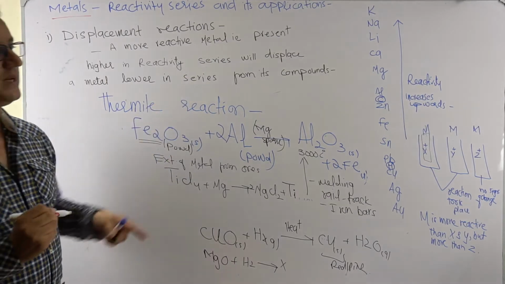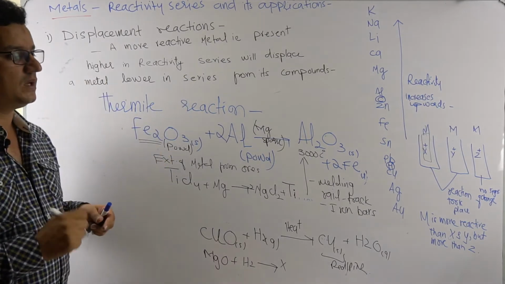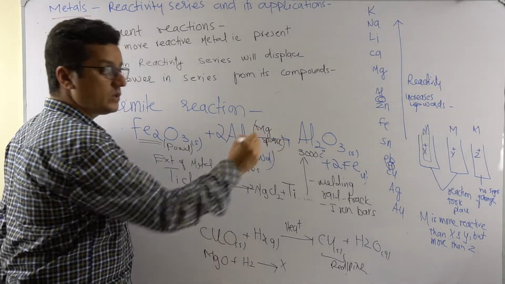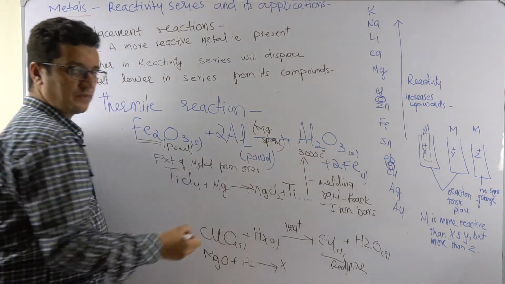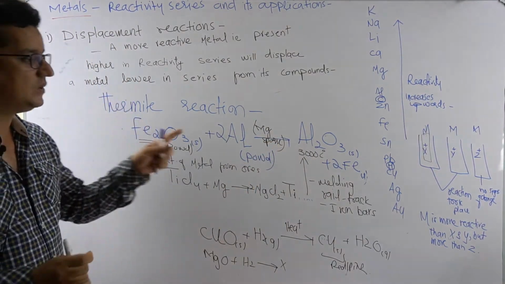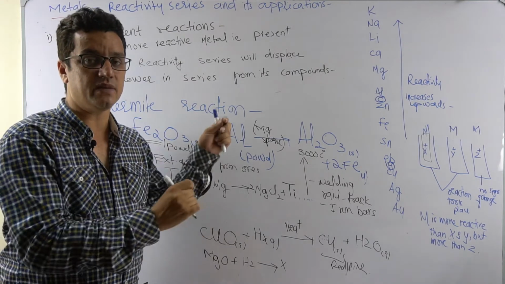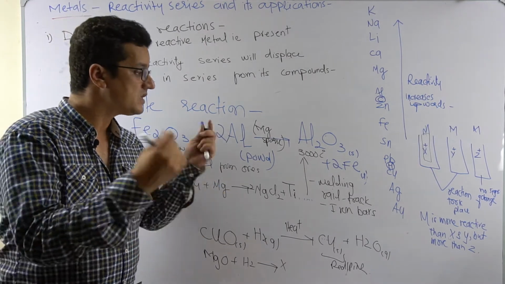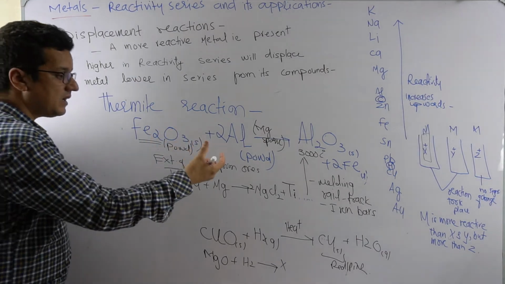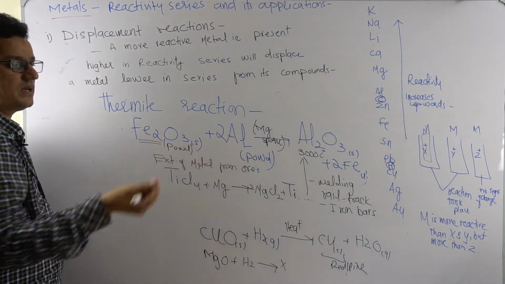Now look at the position. Aluminum is quite high, iron is below. When these two metals are heated together, given a spark, the activation energy using magnesium. When magnesium reacts, it produces lots of energy. You need a spark like that. And that spark basically starts this chemical reaction.